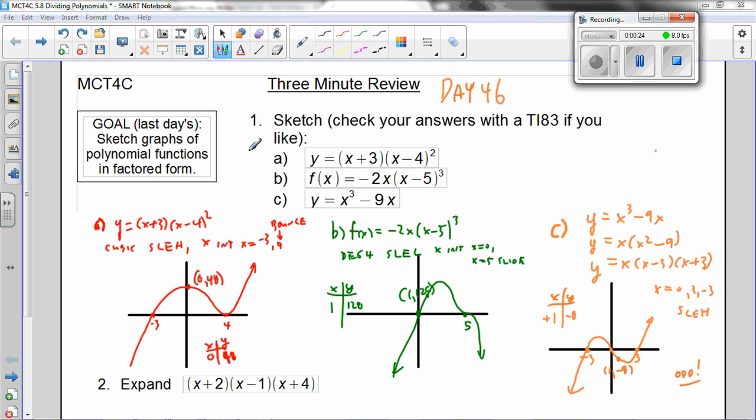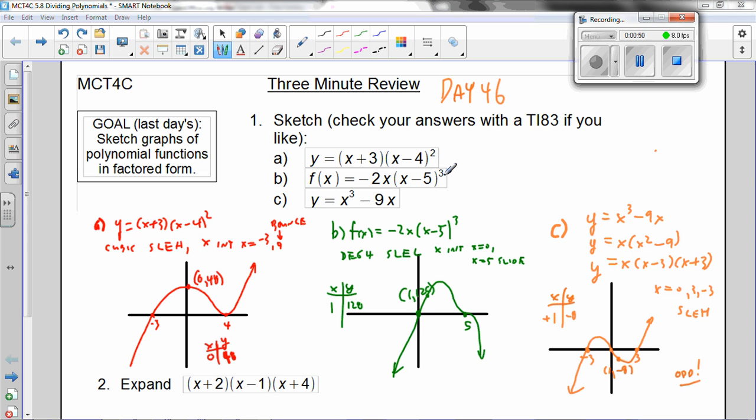The 3-minute review is a little bit long, maybe more like a 13-minute review, but I've got my answers up here, and I'll just go through them real quick. It's a cubic, so it starts low and ends high, and the x-intercepts are -3 and +4, and there's a bounce at +4, so it looks something like that. And notice that I put another point on there for scale.